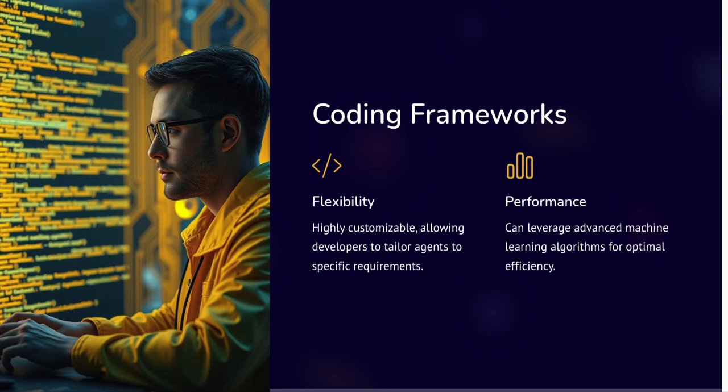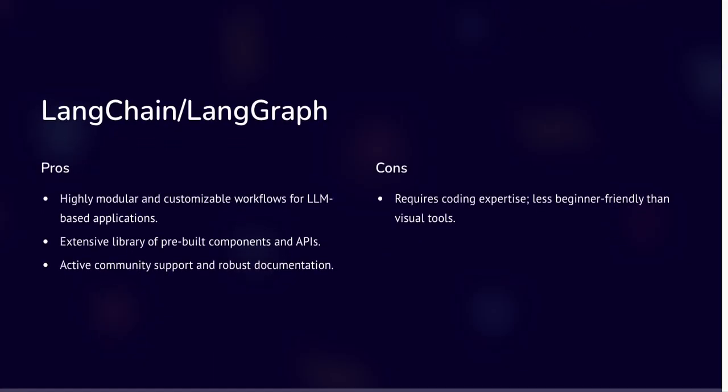Going on to the coding frameworks, as far as building AI agents with code, you have a little more flexibility. They're highly customizable, allowing developers to tailor agents to specific requirements. They're very performant and can leverage advanced machine learning algorithms for optimal efficiency. I personally like coding frameworks because you can execute them through your cloud providers with Google Cloud Functions, Azure Functions, or AWS Lambda, which is a great option.